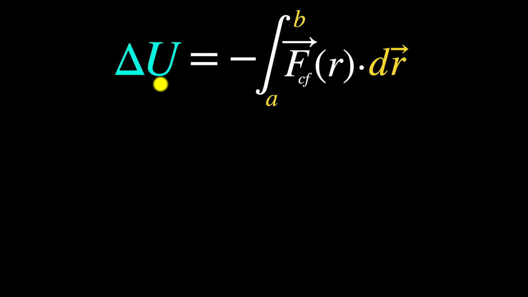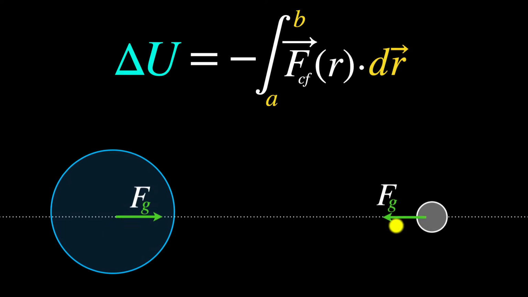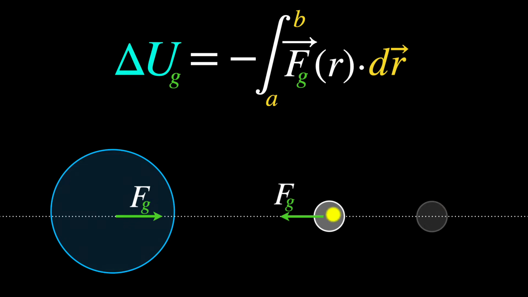The change in potential energy of any system equals the negative work done by the conservative force in going from one configuration to another. For example, if you have two masses interacting gravitationally, then we can define the change in gravitational potential energy of this system as the negative work done by the gravitational force in going from one position to another or one configuration to another.